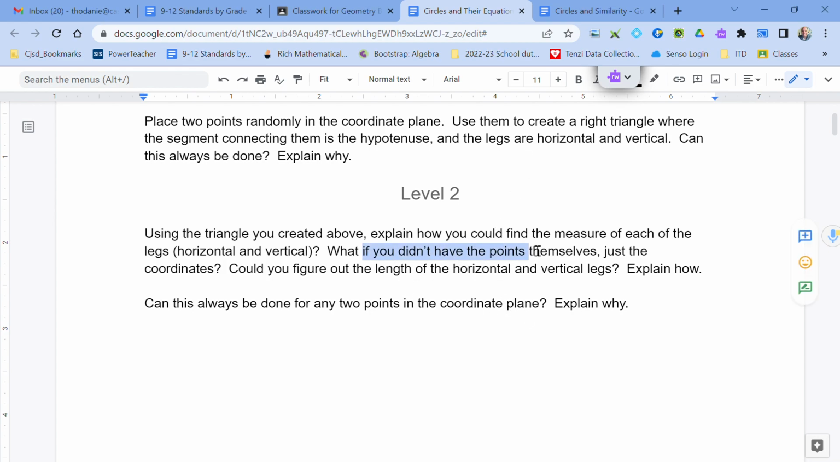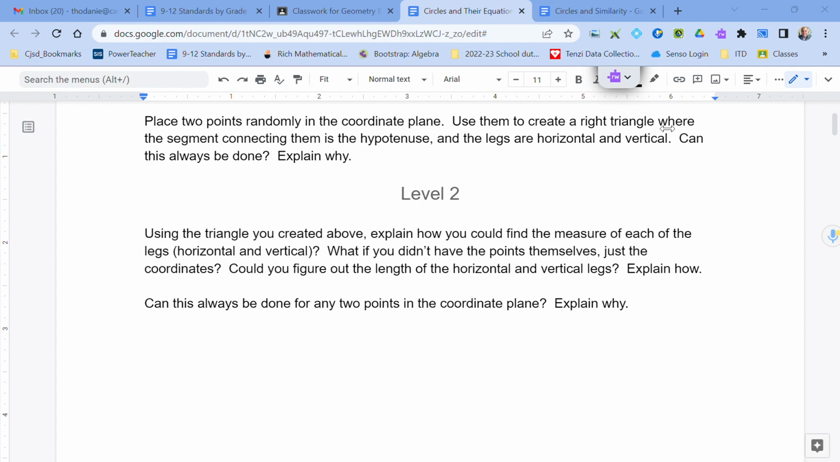Then it says, what if I didn't have the points themselves, just the coordinates? If I didn't see this part of it, if all I could see was just these coordinates here, I could still subtract the x values and subtract the y values to find the difference, right?